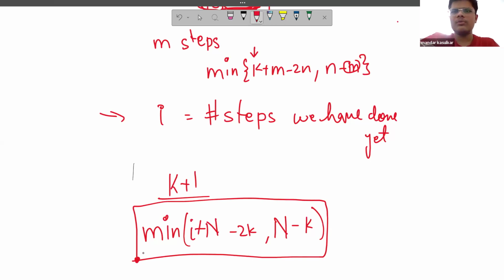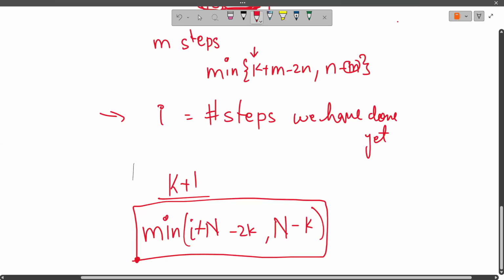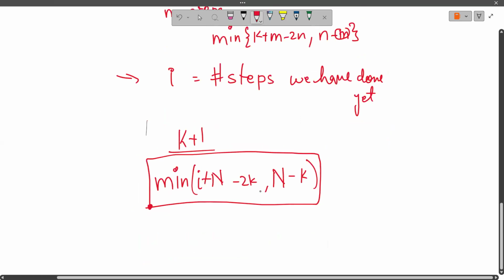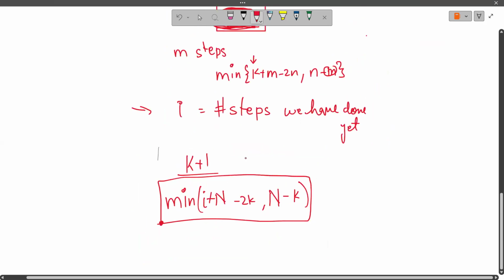I don't suppose you want me to prove this, because that would spoil the problem. So that is not i plus capital N, I think. That is i plus small n minus 2k. What is small n? No, what you defined as the number of steps, i. Okay, that makes sense.